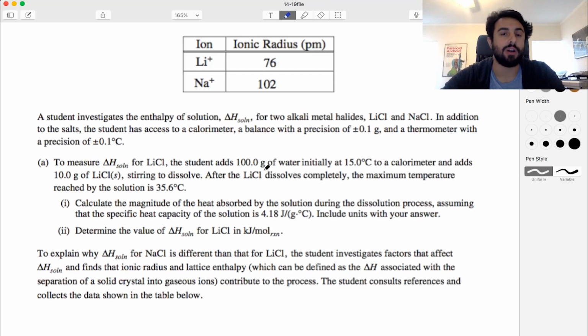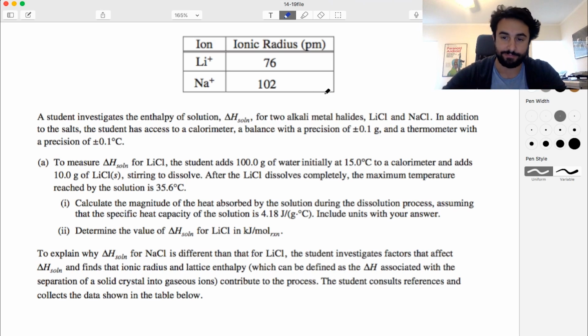Okay, we have a nice long answer problem here on some ionic solids, lattice energy, things like that. So a student investigates the enthalpy of solution for two alkali metal halides, lithium chloride and sodium chloride. So enthalpy of solution, we're talking about the energy associated with the dissolution of the solid. You put it in the water and it's going to dissolve and dissociate, and there's an energy exchange there.